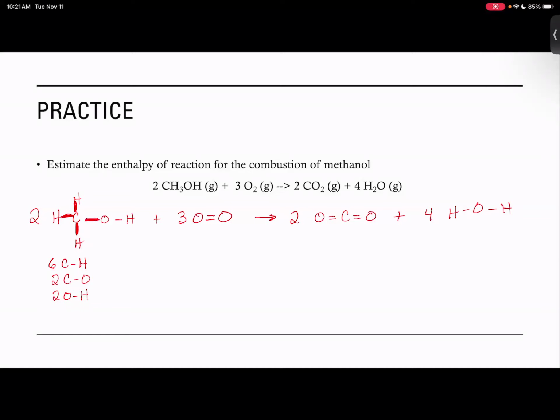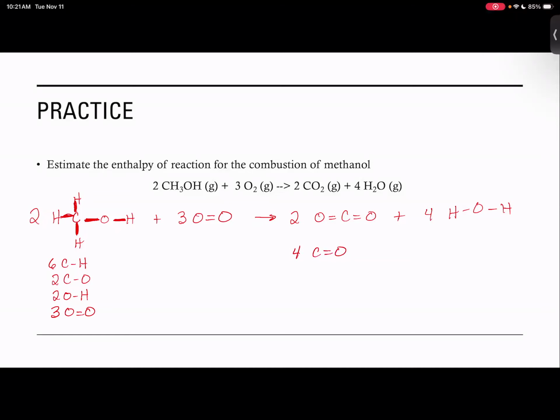Then I have the CO bond. What I'm trying to get at is I want to make sure that I don't forget a bond. Then I would have 3 O double bond O's. That's all on the reactant side. On the product side, I have carbon dioxide, which has 2 C double bond O's, but I have 2 of them, so that's 4 C double bond O's.